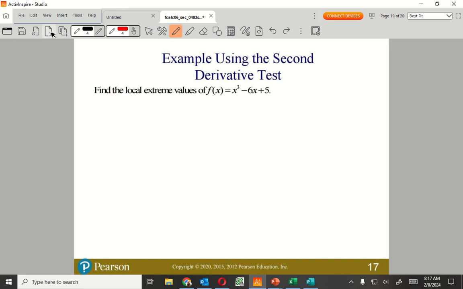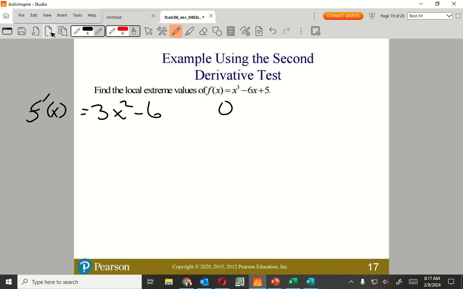All right, so let's go first derivative. This is going to give me f prime of x equal 3x squared minus 6. That's my first derivative, right? Yes. Okay, set my first derivative equals 0.